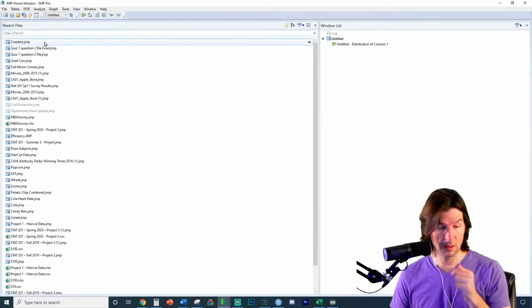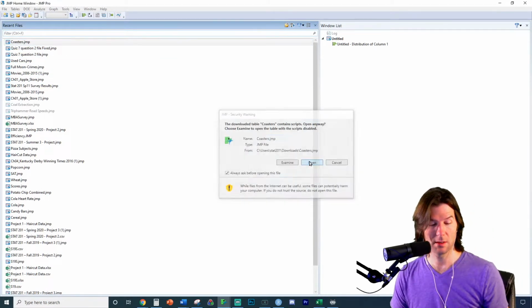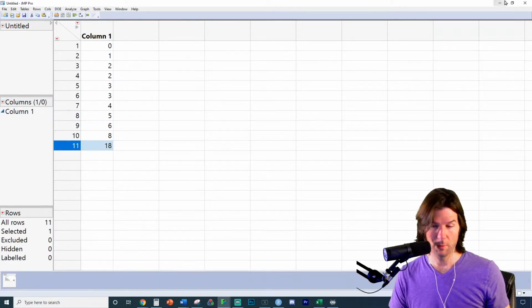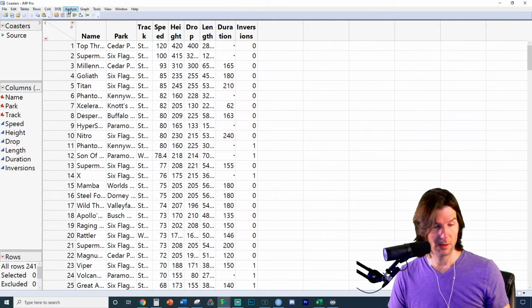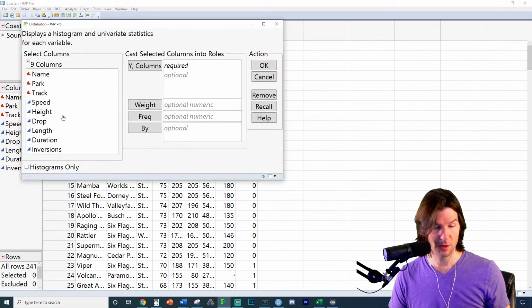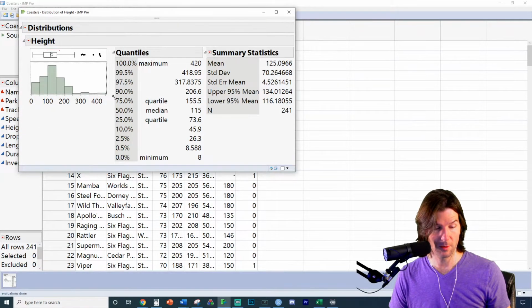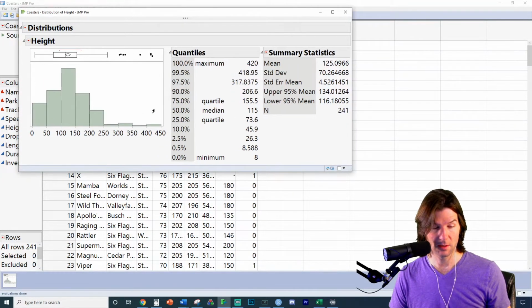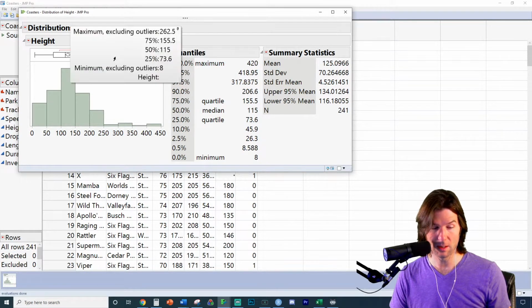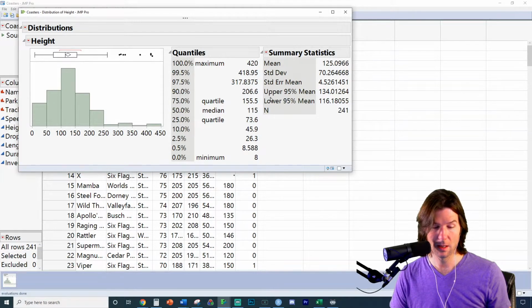Let's go over to the coaster data set. And did it not open? There we go. And let's go to analyze distribution, the height of roller coasters. And you notice how small the histogram and the box plot are. Kind of a nice little distribution showing the right skew. The mean is above the median right here. That's the mean, which we can also see right here in the data. And the median is at 115. So the mean is showing the right skew to the data, right to the high. The tail goes to the high.